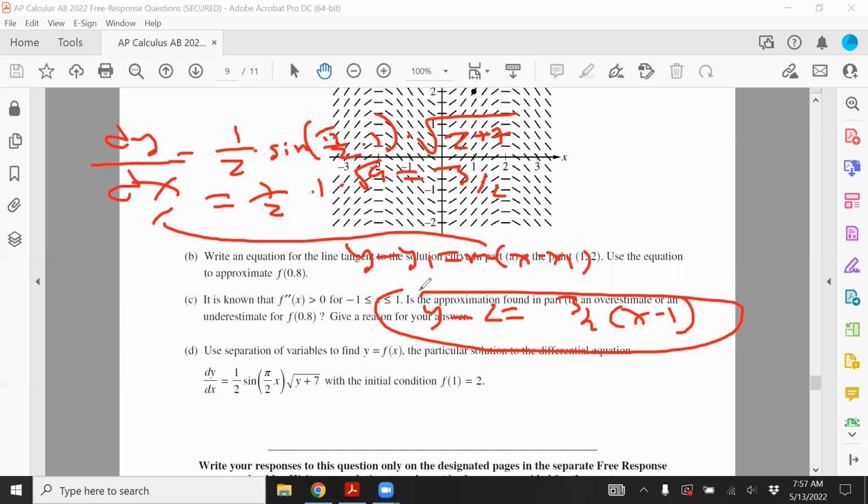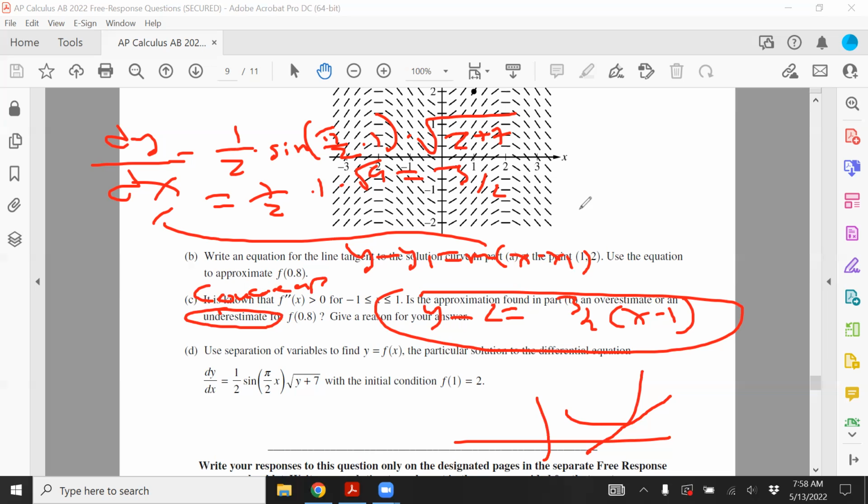Then they're asking you if f double prime is positive, meaning that you're concave up, is it an over or under estimate. It's going to be an underestimate. Whenever you're concave up for a curve and you draw a tangent line, the tangent is going to be below the curve. So the tangent is going to be an underestimate. So that's all you had to say for that one. I guess that's probably worth 1 point. Then part D is going to be the behemoth of a problem. That's probably 5 points. So again, I'm guessing A is 1, C is 1, B is probably 2.